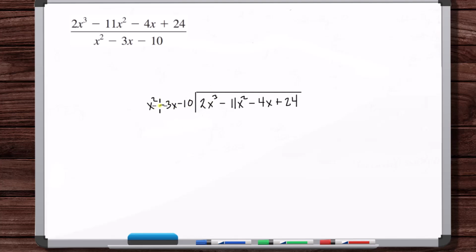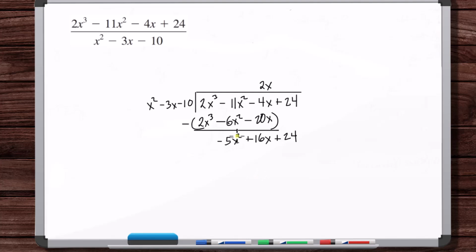Okay, 2x cubed minus x squared is 2x. Now, 2x times the divisor is 2x cubed minus 6x squared minus 20x. Let's subtract these two. Okay, minus 11x squared plus 6x squared is minus 5x squared minus 4x plus 20x is 16x.